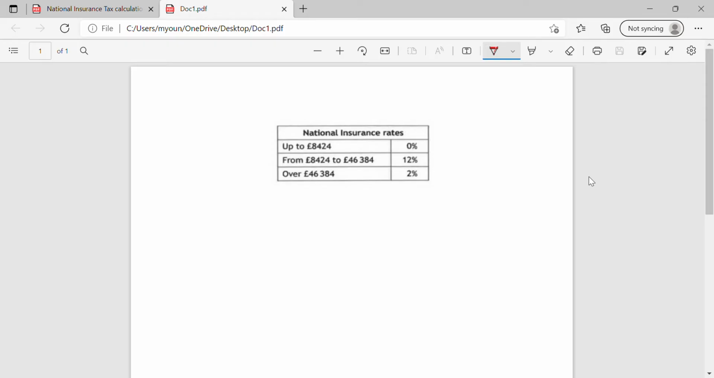Then we've got a middle band, and for that you pay 12% on anything earned in between those two. And then we've got a band at 2% for higher earners, above that upper amount.